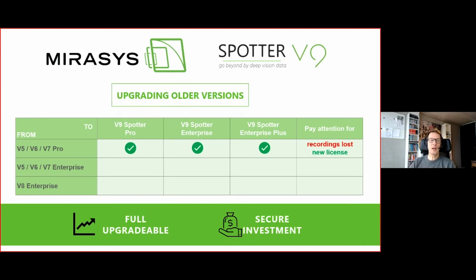The only thing you have to mention to your customer, or you need to take care of, is that because with version 8 we changed our file system, he is losing his recordings. That means he needs to archive them first of all, and then he can use them afterwards as well. Because of the new file system, the old file system will be deleted if you upgrade. And you will get a new license. For V5, 6, 7 Enterprise, upgrading to Spotter 9 Pro does not really make sense in that case.